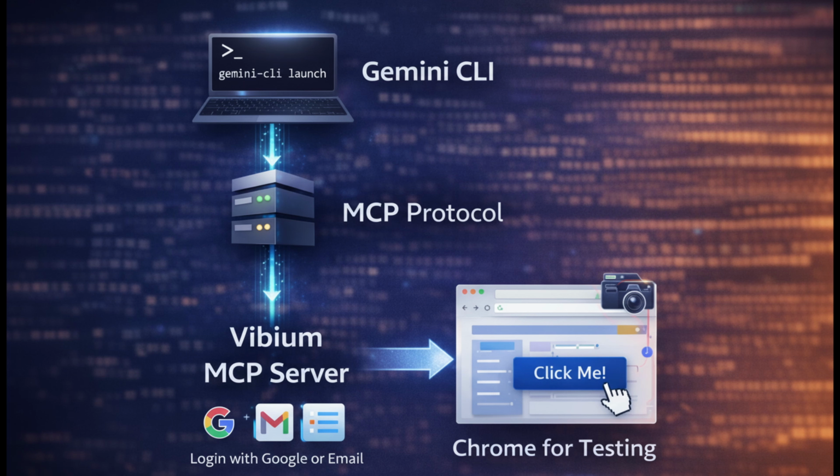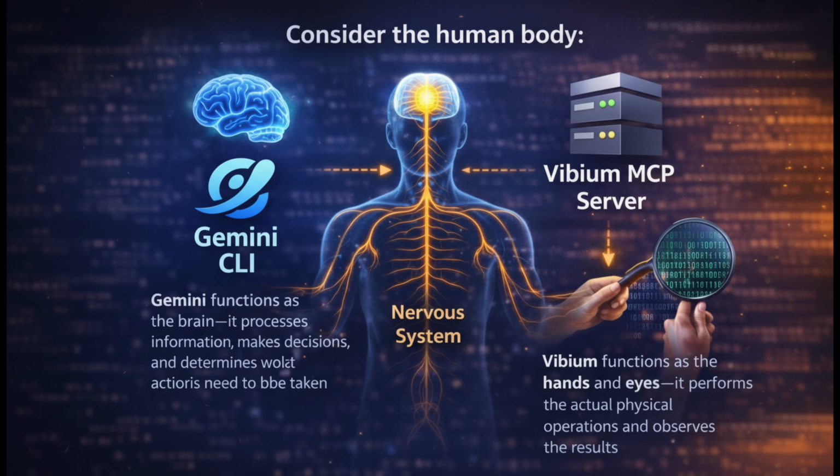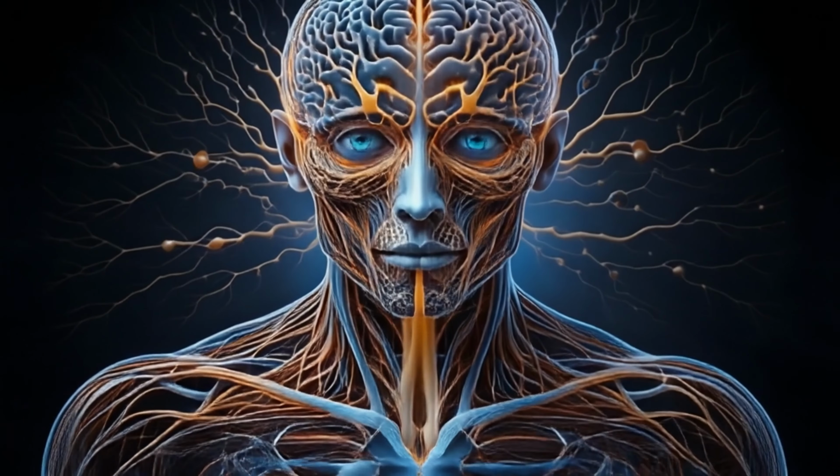Before we proceed to Vibium, there is one essential concept we must understand: MCP, which stands for Model Context Protocol. Let me explain this using a simple analogy. Consider the human body. Gemini functions as the brain. It processes information, makes decisions, and determines what action needs to be taken. Vibium functions as the hands and eyes. Here, it performs the actual physical operations and observes the results. MCP is the nervous system, the communication channel that connects the brain to the hands.